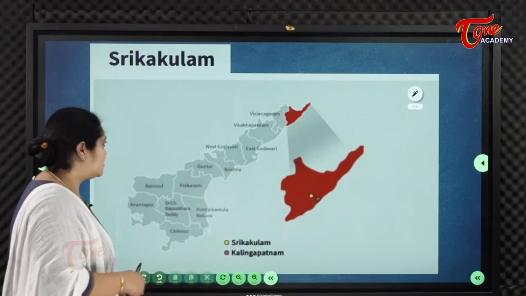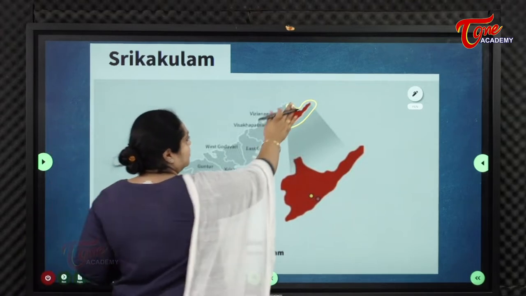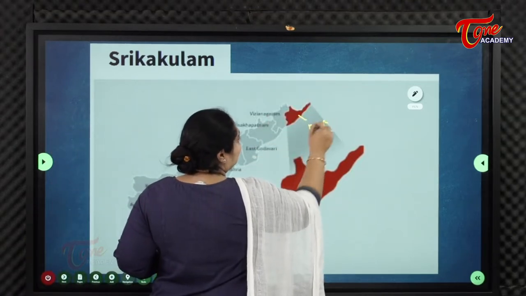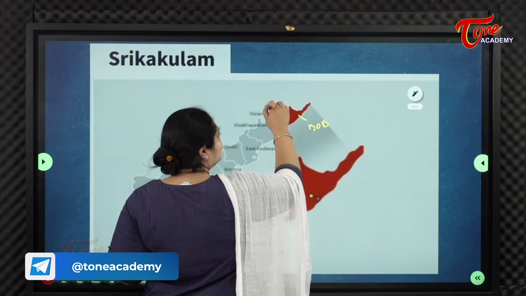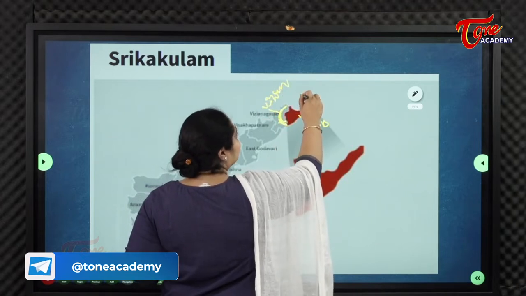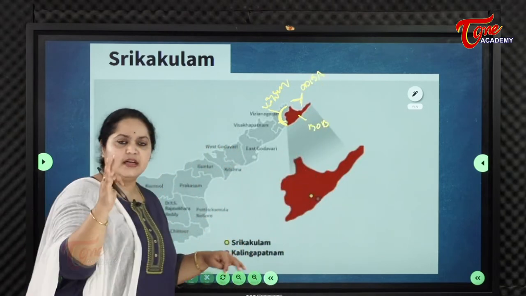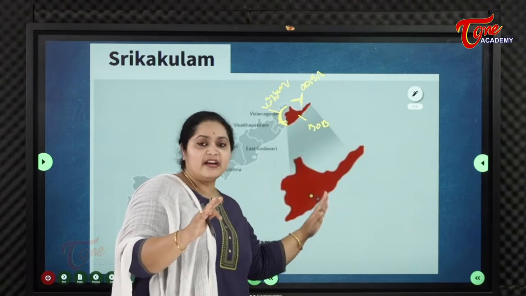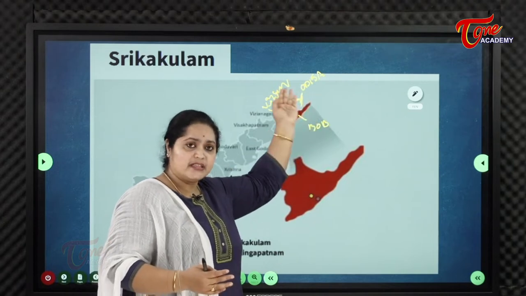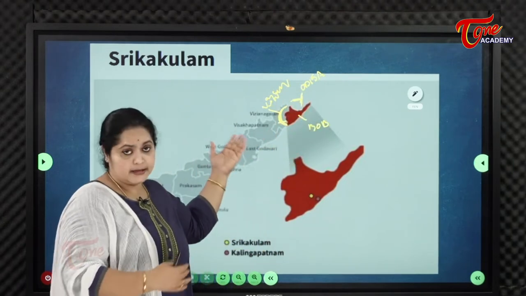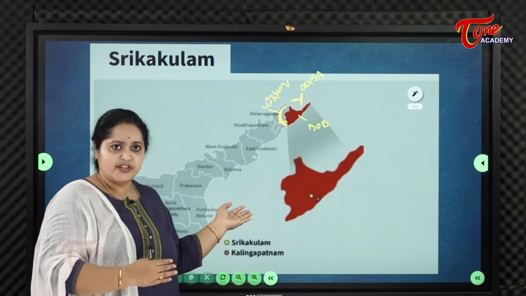See, this is the location of Srikakulam district. In the east, Bay of Bengal. In the south and southwest, Vijayanagaram. And in the north and northwest, Odisha. So, it has three boundaries. The eastern boundary is a water body, that is the Bay of Bengal. The northern and northwest boundary is another state, Odisha. And the south and southwest boundary is with Vijayanagaram.